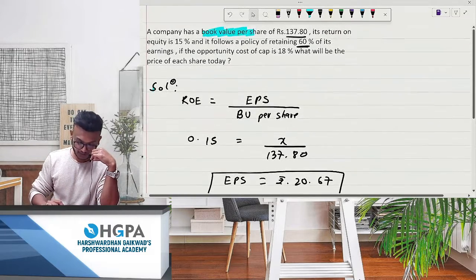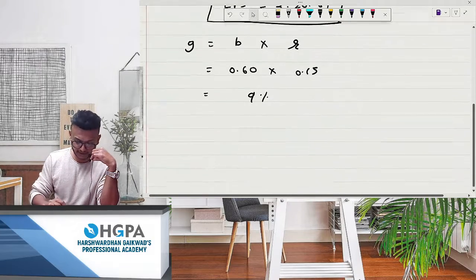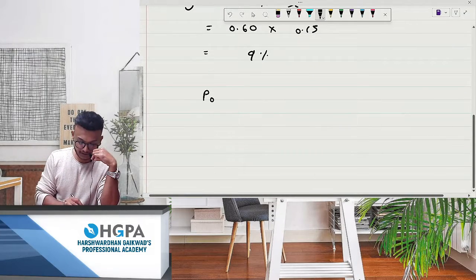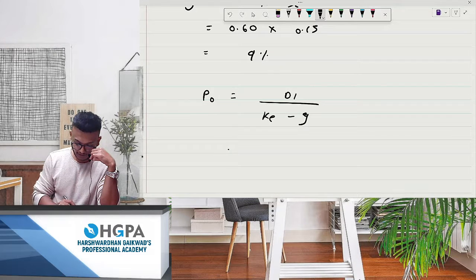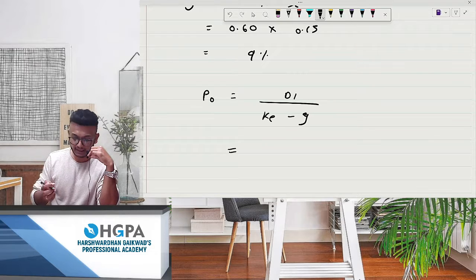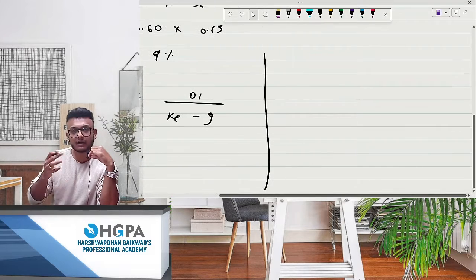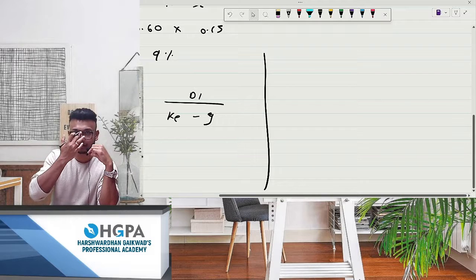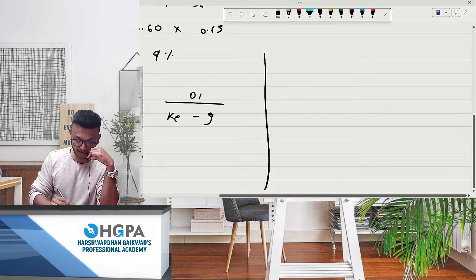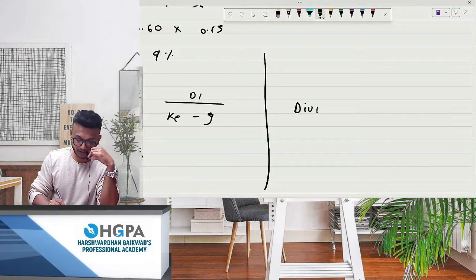Okay. Now, can I compute the price now? Yes, I can compute. P0 equals D1 upon Ke minus g. Now, can you please tell me how much is my D1? Dividend is not given, but can I compute dividend? Yes. How will I compute dividend? See, dividend is always computed from earnings. How is dividend computed?